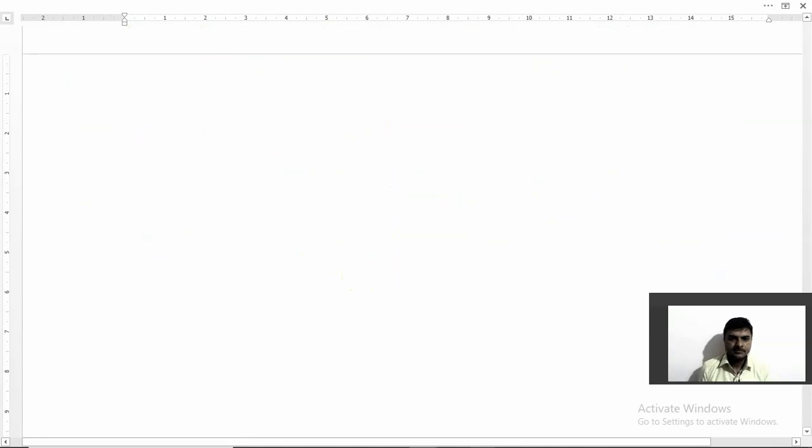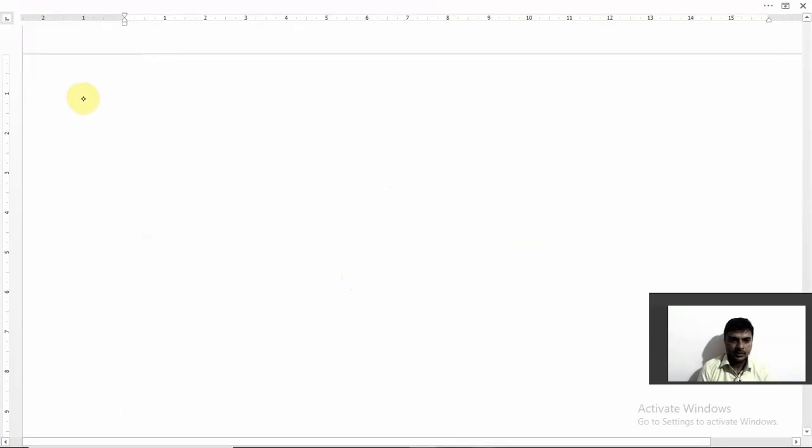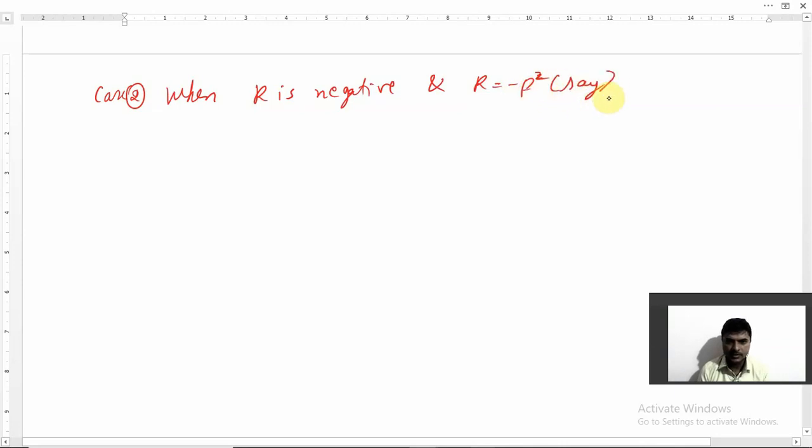Immediately we'll go to the next, when r is negative. Okay, so I say that case 2, when r is negative. So this is the solution we get. That's it, the heat equation is over. And r is equal to, I will take here some minus p square. I just consider it myself, I am going to consider this equation.